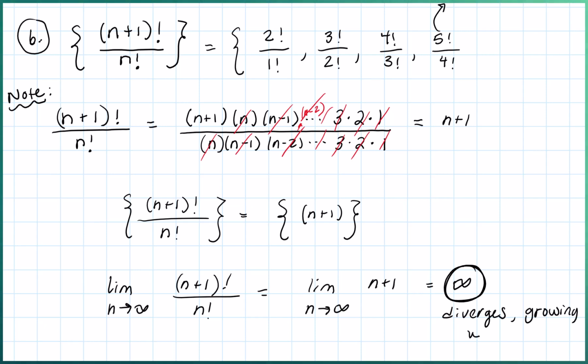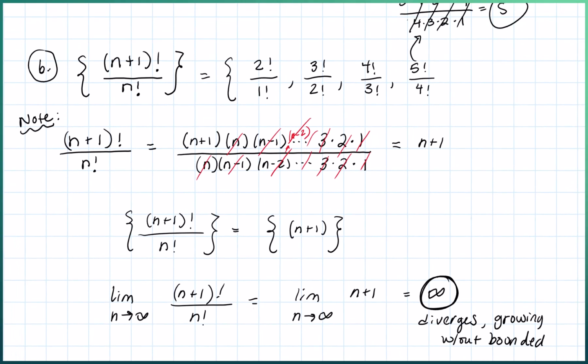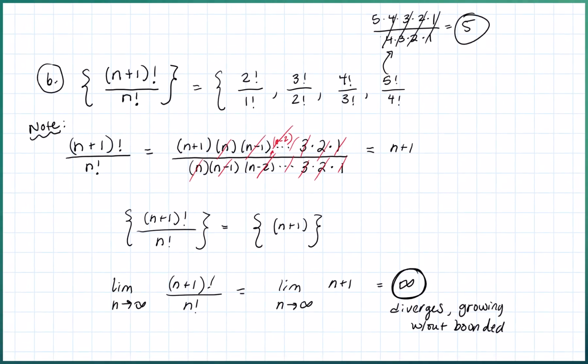growing without bound, right? It is unbounded. It is growing without bound. It's approaching infinity. And again, when we show that a sequence diverges, we often want to know why it's diverging. So here we're explaining that it's diverging because it grows without bound.